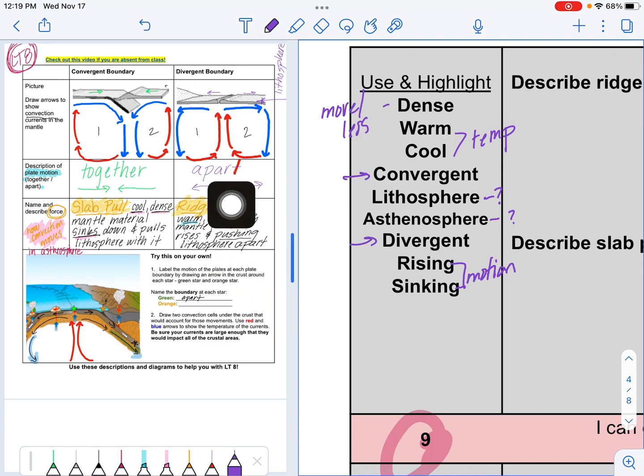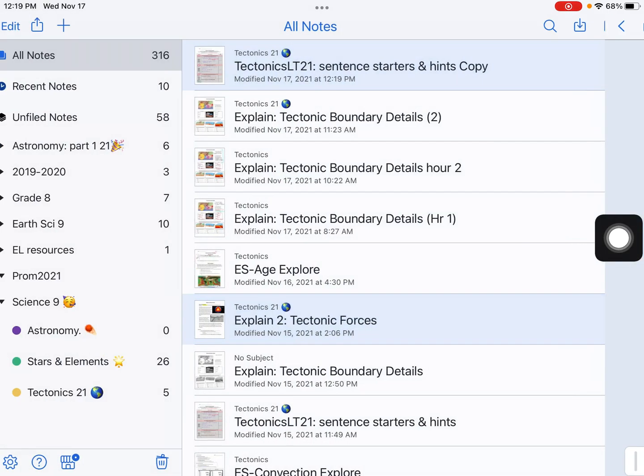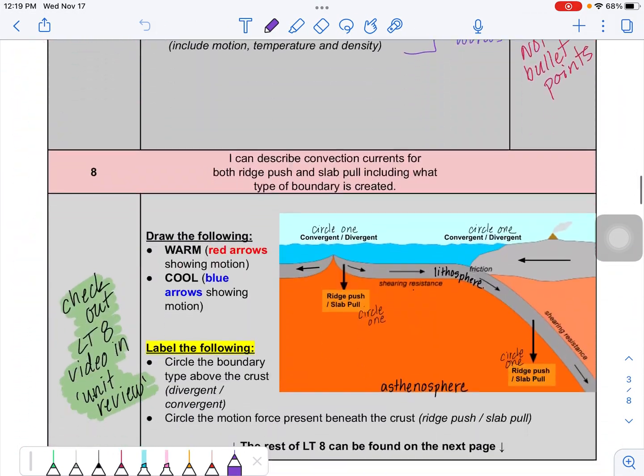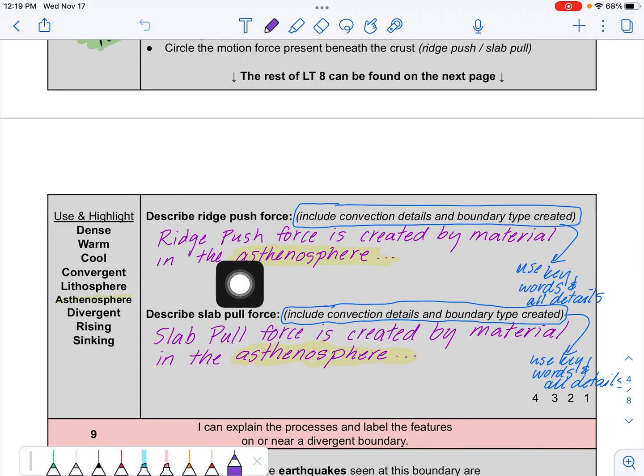So again, using your notes, we're just plugging in a summary here, and you should be looking back at those sentence starters and hints, seeing, okay, ridge push is created by material in the asthenosphere moving this way. It's moving this way, creating because of this temperature and this density. Here's the boundary it makes. Slab pull. Moving this way because of this temperature and this density. Here's the boundary it makes. So we're giving those details here. As always, reach out with questions you have.